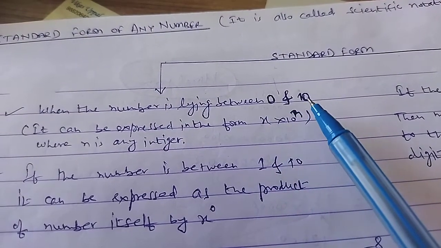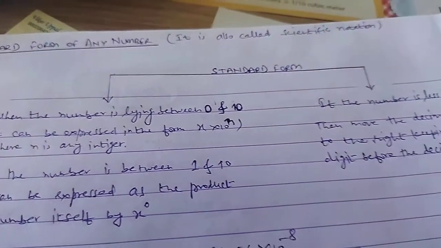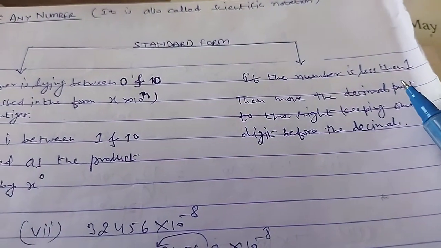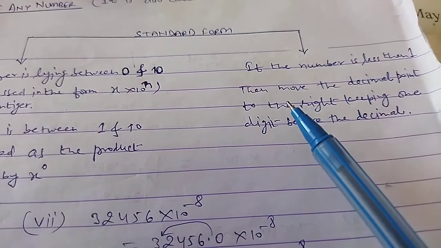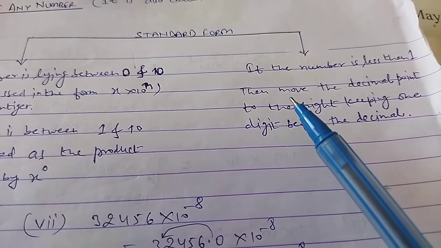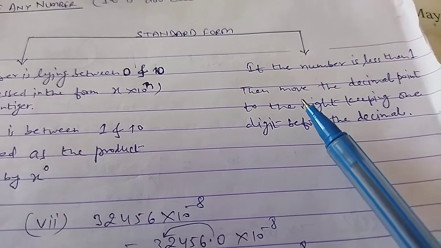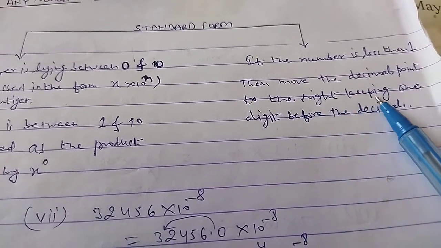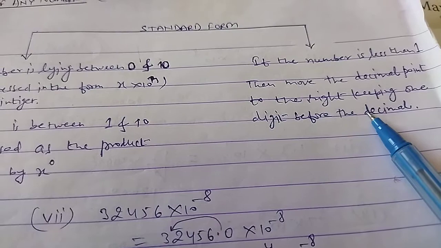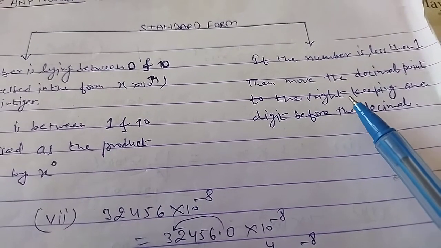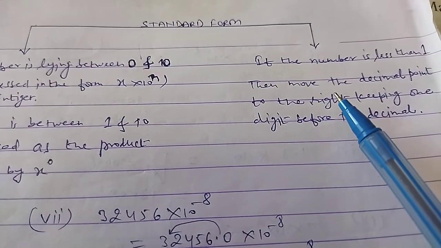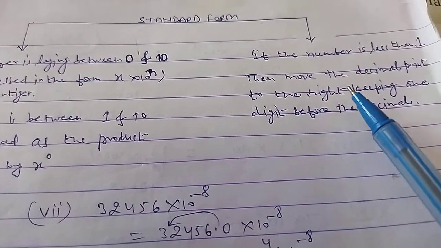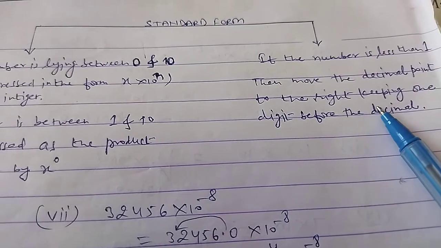So if the number is lying between 0 and 10, but if the number is less than 1, then we have to follow a procedure. That is, we need to move the decimal point to the right, keeping one digit before the decimal. So that is the rule we have to follow. What is that rule? Move the decimal point to the right, keeping one digit before the decimal.